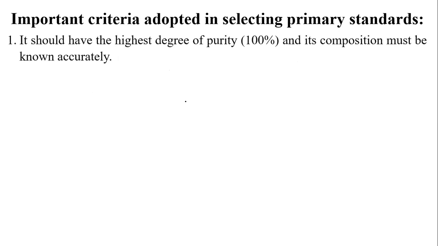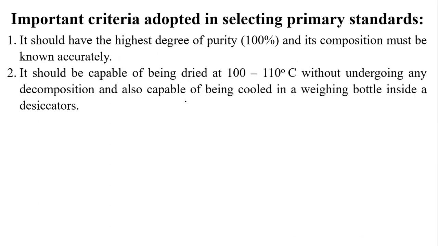Before going on, we should know some criteria: which type of chemical should be used as a primary standard? Firstly, it should have a high degree of purity, 100% purity, and its composition must be known accurately. Second, it should be capable of being dried at 100 to 110 degrees Celsius without undergoing any decomposition, and also capable of being cooled in a weighing bottle inside a desiccator. It should tolerate up to 100 to 110 degrees Celsius without decomposing. This is usually done in laboratories: whenever we take any hot substance out of the hot air oven, we keep it in a desiccator to avoid moisture absorption.